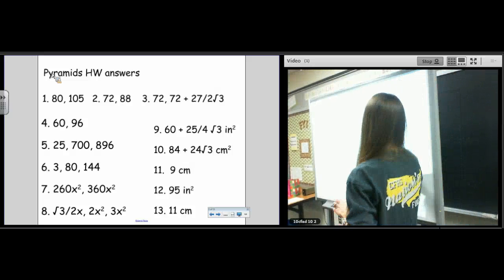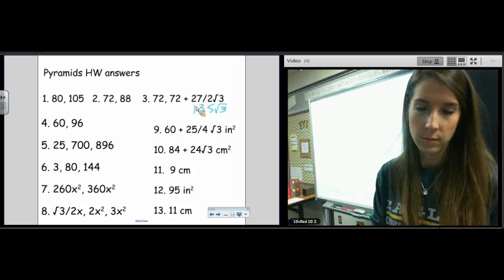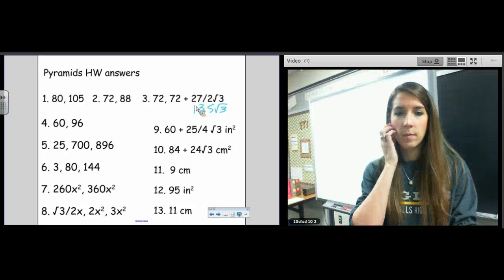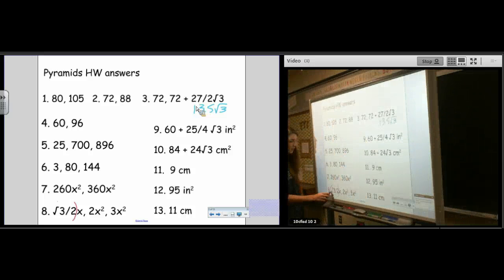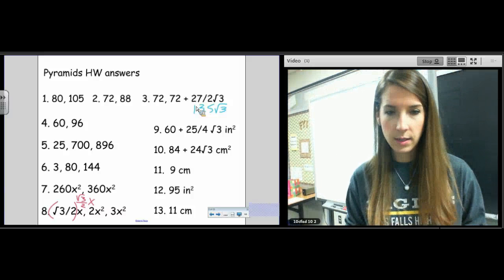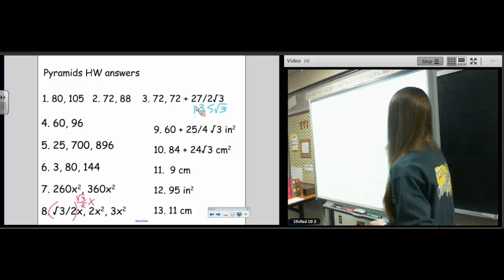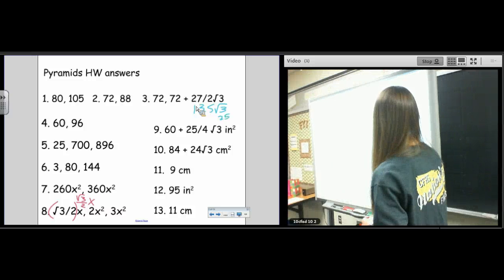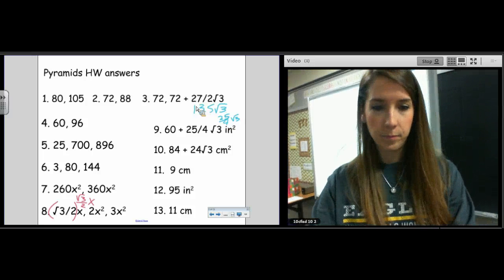On this one, you might have gotten 13.5 root 3, and that would be okay. Yes, I can do 8. By the way, it's hard when we type these. This is square root of 3 over 2x. So that should have had parentheses around it. For number 9, is it right if you put 25 root 3 over 4? Yes. That is the same as 25 fourths root 3. The root 3 can go in the numerator. That's perfectly fine. Yes.